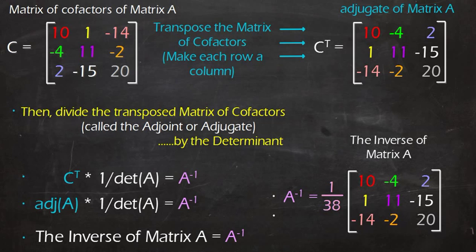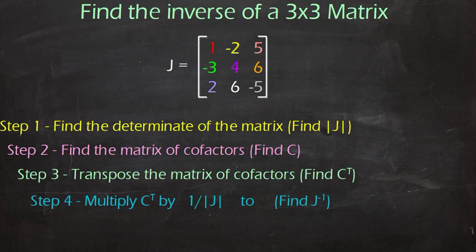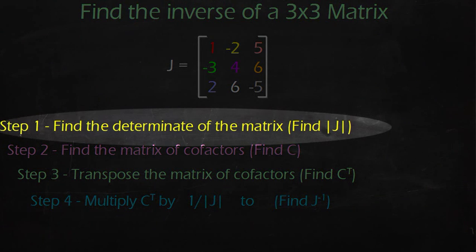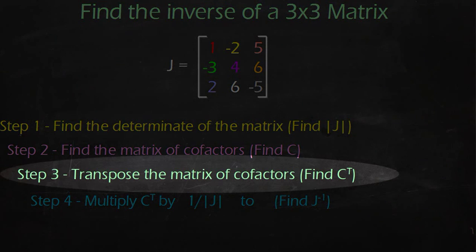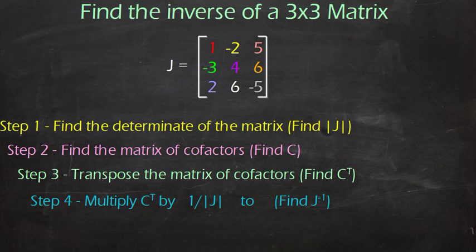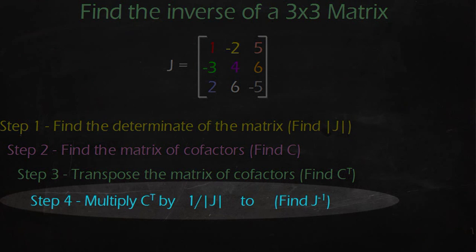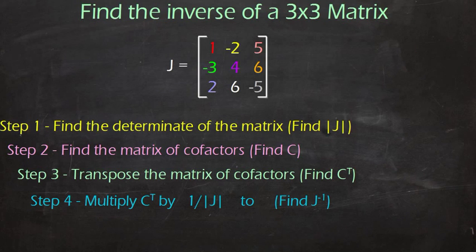So let's try a real life example. We're going to find the inverse of a 3 by 3 matrix. Step 1, like I said, find the determinant. Step 2, find the matrix of cofactors. Step 3, make each row of the matrix of cofactors a column. And that is called the adjugate. And then all we need to do is multiply the adjugate by 1 over the determinant, and that is the inverse of the matrix. Let's have a go.